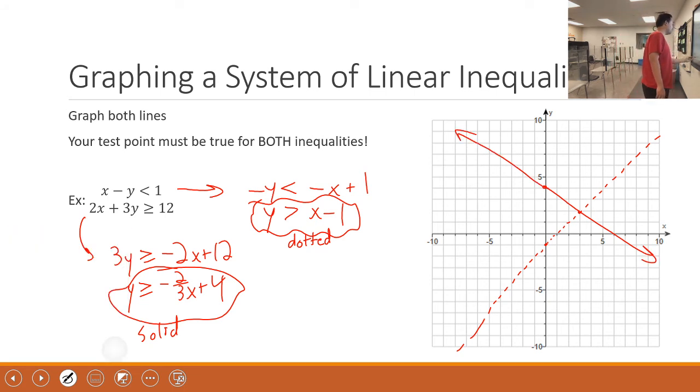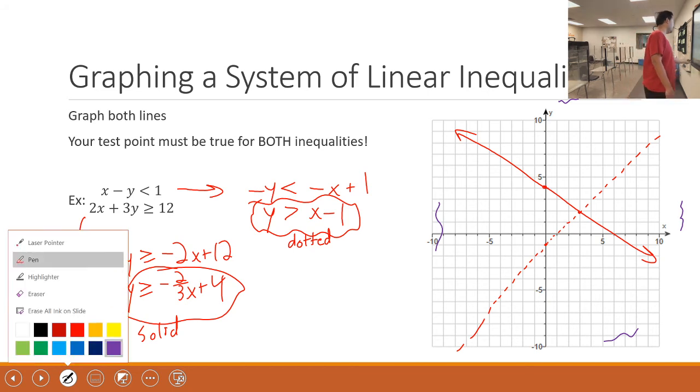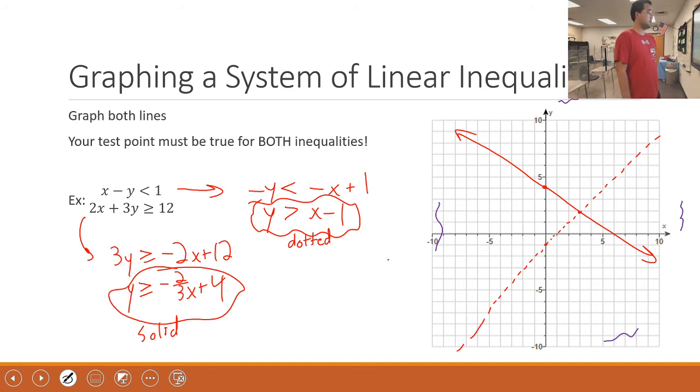So notice how we've created different regions. So, here, here, here, here. So which one do I want to shade? Again, pick a random point, and here you can't just automatically eliminate one, so you have to figure out what works. You can try to do some combination of above and below if you're comfortable with that. So technically we want to be above the dotted line and above the solid line. So that would be somewhere over here.